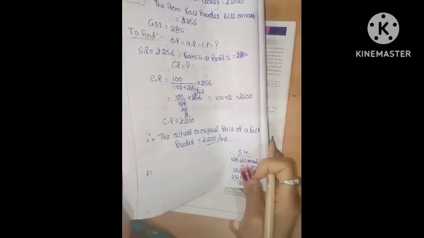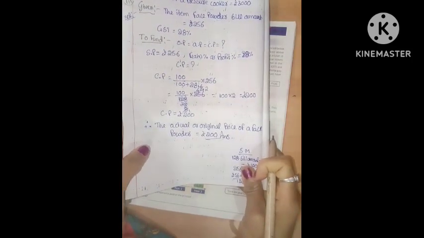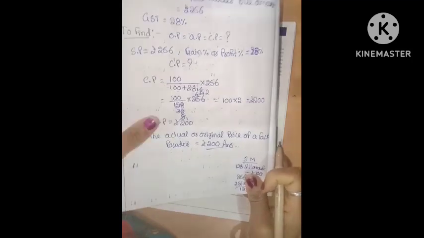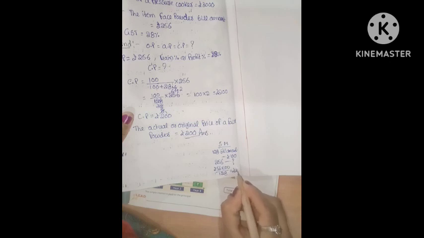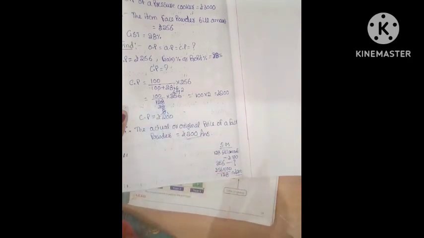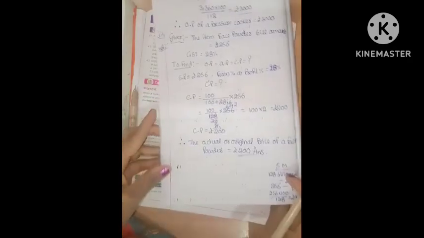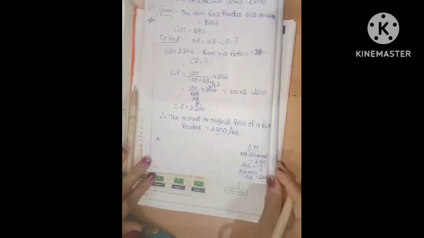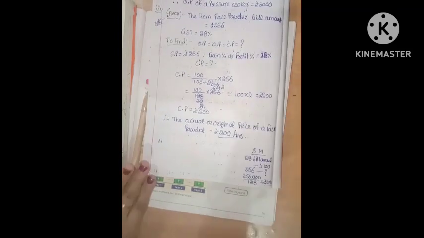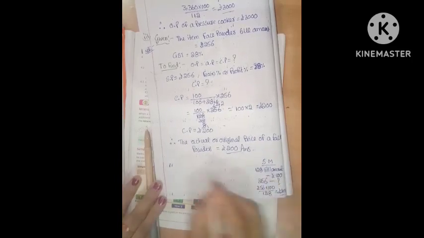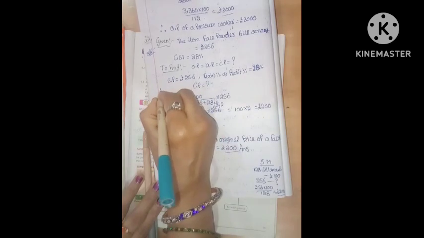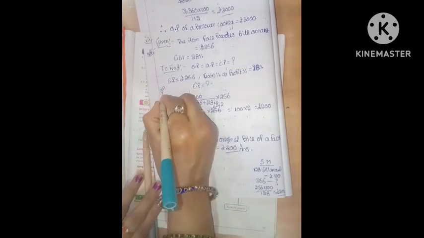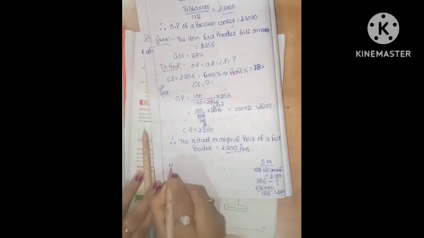Simplify this one. Simplification is over, so we directly write the answer. That answer is 200. Both are the same, just simplification; I'm not doing any arithmetic here. This is the first method, or first way. Next, the second way.